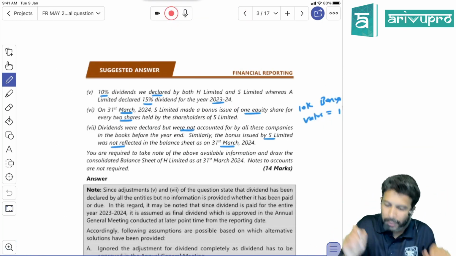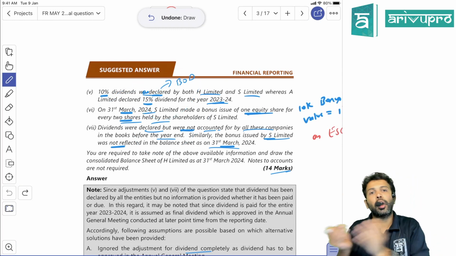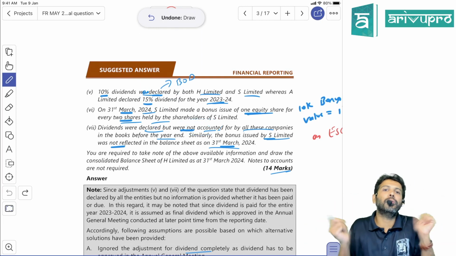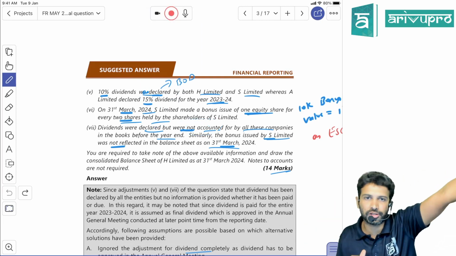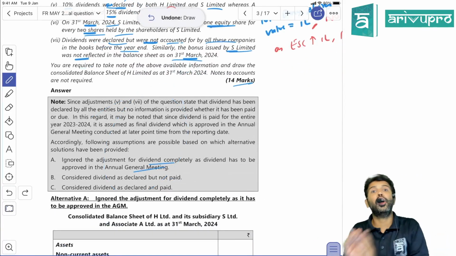So that is okay. But on the dividend adjustment, they should have given a little clarity. Whether it is declared and approved, or not yet approved. Because here they're saying declared, here they're saying it is not accounted. So that means students will be confused. No, each student can make their own assumption and derive the answer. Hence they've given a clarification and solved all the three.